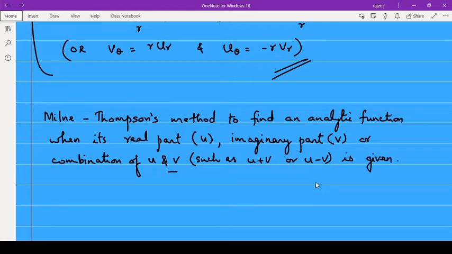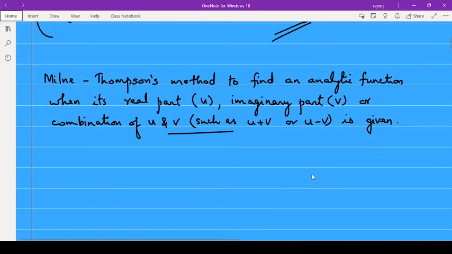Okay, after taking this one, we will do the problems together. So this is Milne-Thomson method only. I have written it in detail. So sometimes only u will be given, and you will be asked to find f of z. So we know f of z has u and v. u plus iv is f of z. So only u will be given. You have to find v and then f of z.